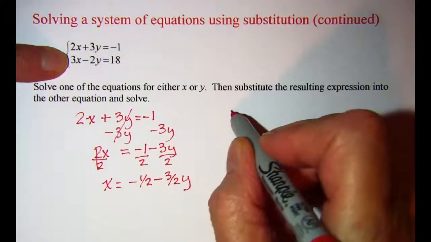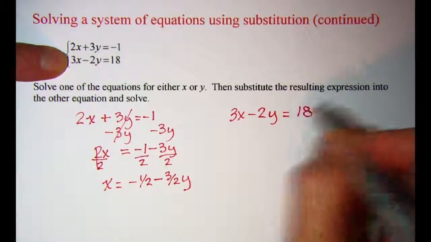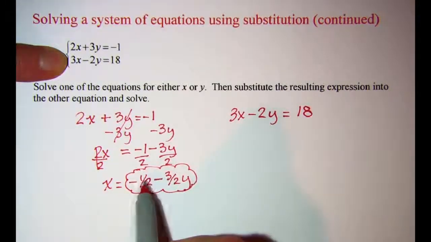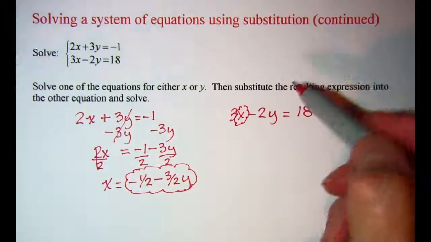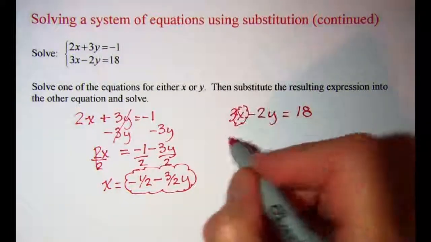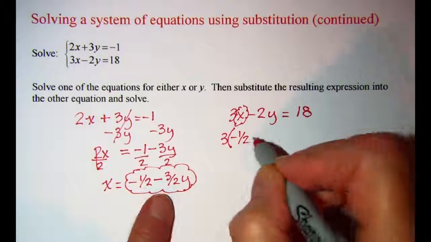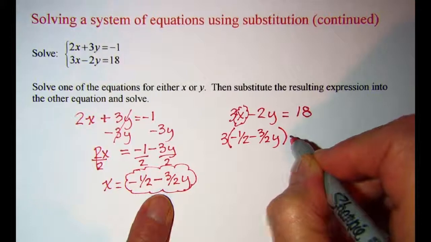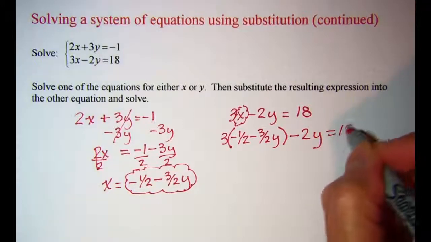So my second equation is 3x minus 2y equals 18. I'm going to take this expression, since it's equal to x, and I'm going to substitute it in right here. So you're going to take the x out and sub in what it's equal to. So I have 3 times the quantity, -1/2 minus 3/2 y, and then continue writing the rest of the equation. Minus 2y equals 18.